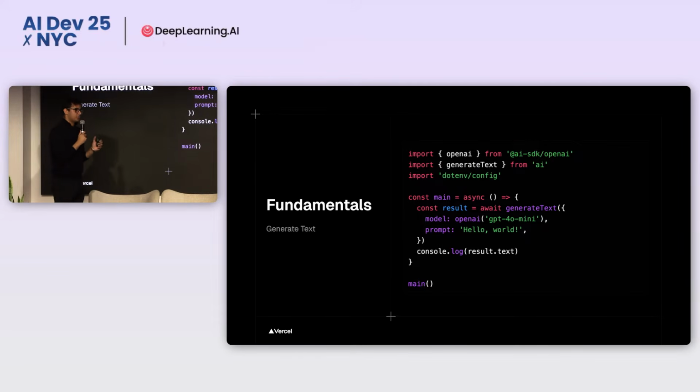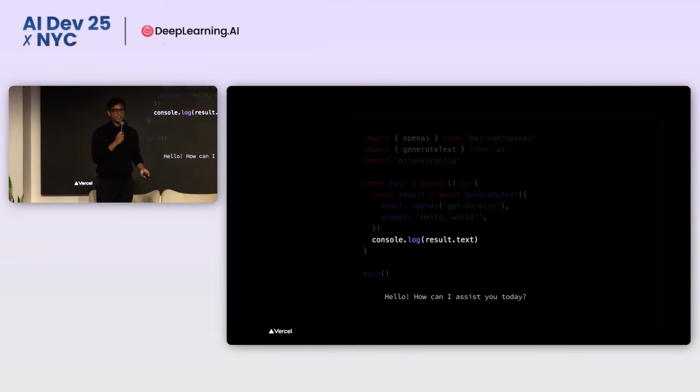And what we're going to do is we're going to specify the model that we want to use. In this case, it's going to be OpenAI's GPT-4o mini. And then we pass in a simple prompt. In this scenario, we're just going to say a simple hello world prompt. And when you log out the results, you'll see something like this. Hello, how can I assist you today? And that's as simple as it is to get started with the AI SDK and get building with it.